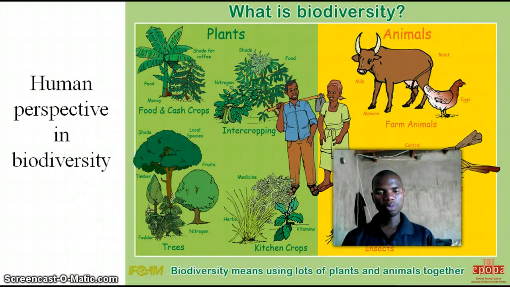From a human perspective, biodiversity is regarded as using lots of plants and animals together. As you can see, plants, trees, kitchen crops, intercropping, food and cash crops, animals, and then insects and birds are all used together as biodiversity.